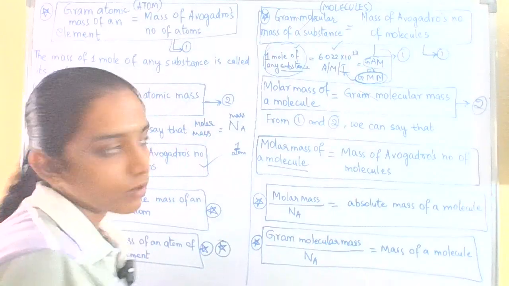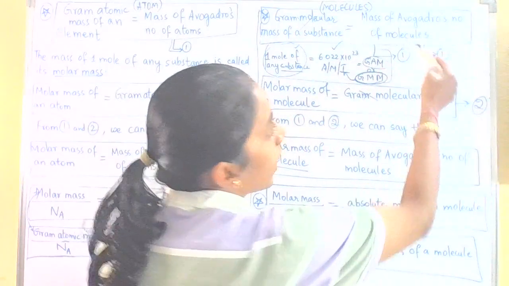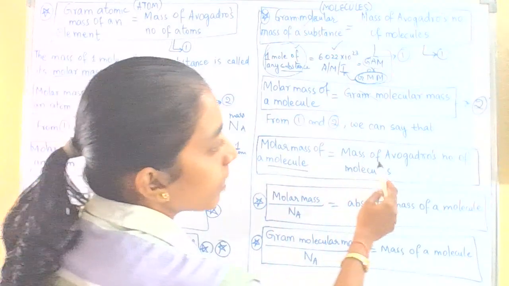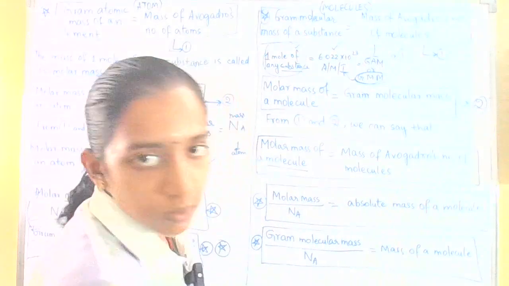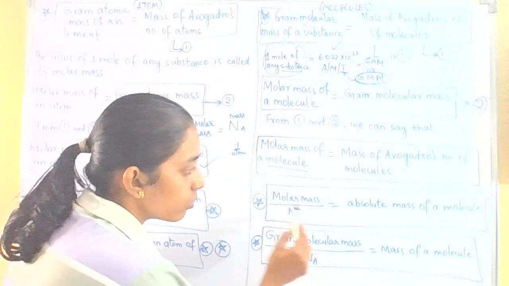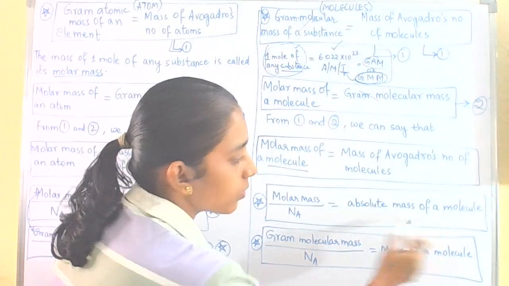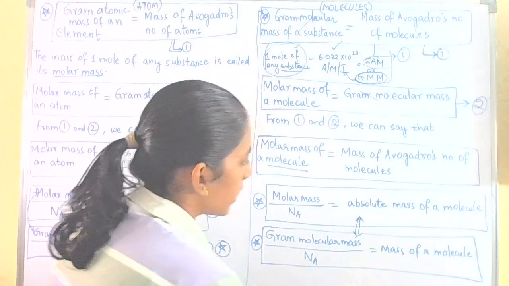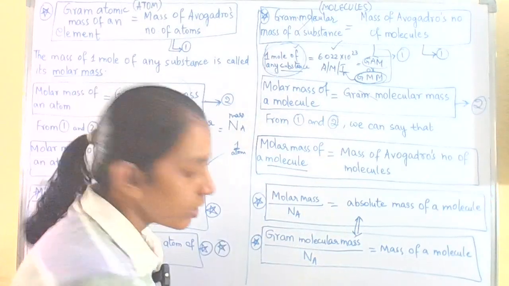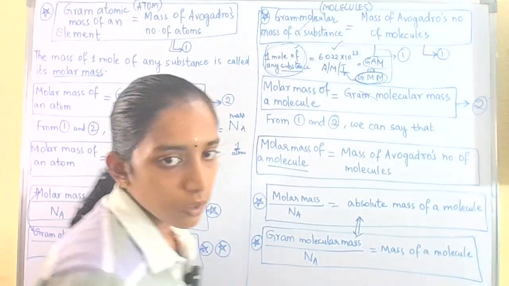We'll cancel this off. So the molar mass of a molecule is equal to the mass of Avogadro's number of molecules. Then for one molecule, what will be the mass? It is equal to molar mass by Avogadro's number, which is equal to the absolute mass of a molecule. It can also be written as gram molecular mass by Avogadro's number, because molar mass is equal to gram molecular mass, which is equal to the mass of a molecule.